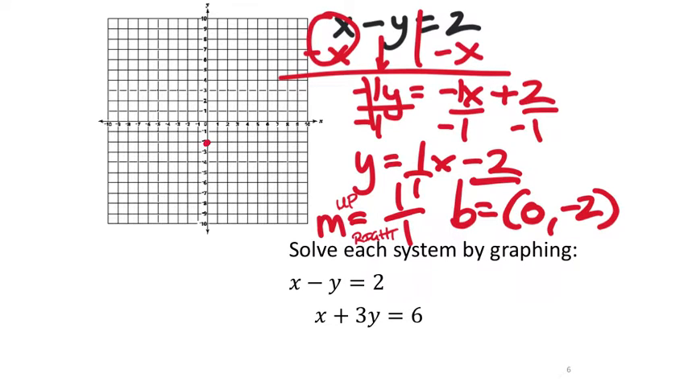And from there, I'm going to go up 1, to the right 1. That's better. So up 1, to the right 1. What's the next point? Up 1, to the right 1. Just continue this pattern as far as I can go on the graph. Up 1, to the right 1. And we get all these points.